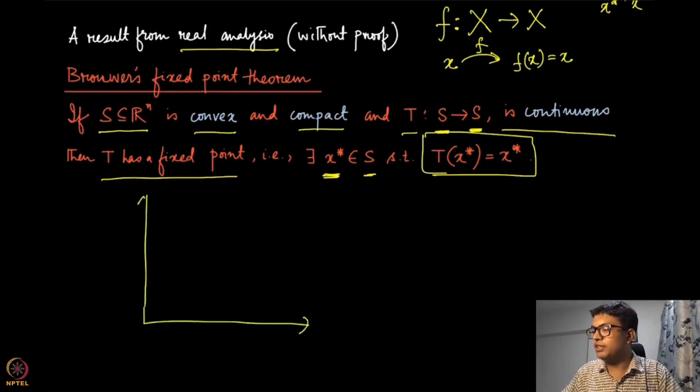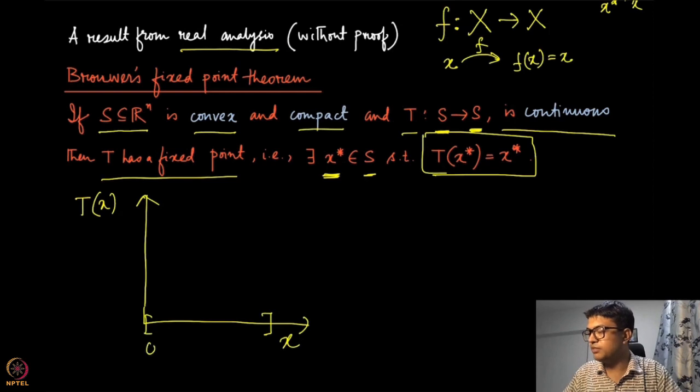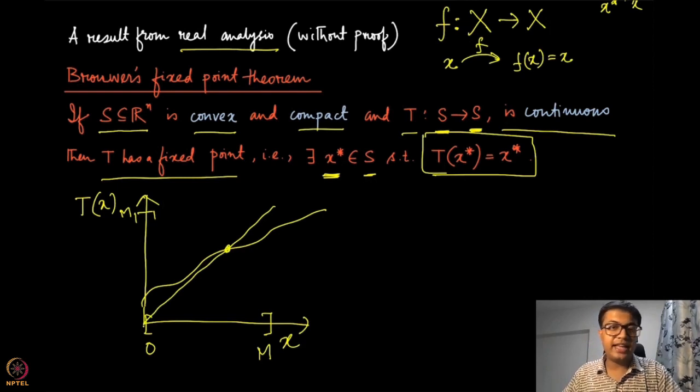Suppose we have a very similar thing. We have T(x) on the y-axis and x on the x-axis. Suppose this function is mapping some interval, 0 to m, into itself. So on the y-axis, you also have 0 to m. Now this function looks something like this, maybe like this. And this result is saying that you can always find some point which passes through this y equal to x line. You can clearly see that this is going to be possible because this is a function. It has to give some value at each point from 0 to m.